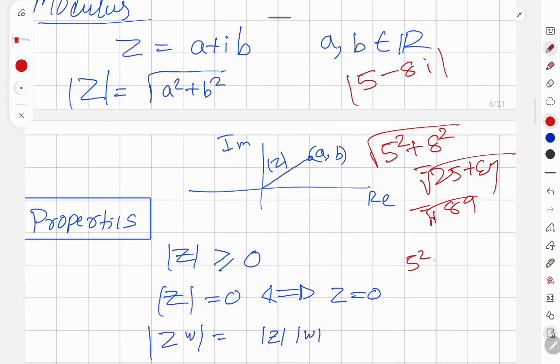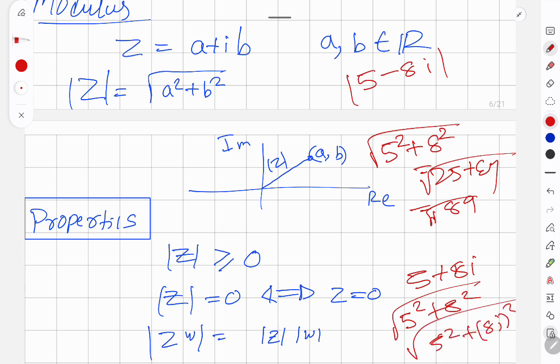But why I said people make mistakes: you might get confused and take 5 squared plus minus 8i squared. Even if it's a square, you might think the minus won't matter, but i squared is minus 1. Don't do this, it's a mistake. Only take the values. For example, for 5 plus 8i, it will be the square root of 5 squared plus 8 squared, not 5 squared plus 8i squared. This is wrong.